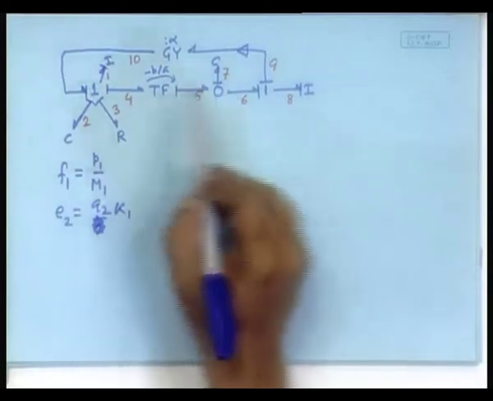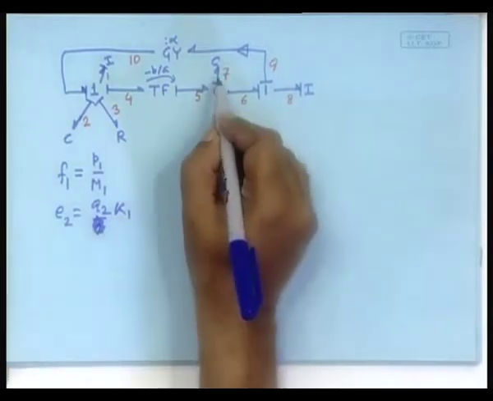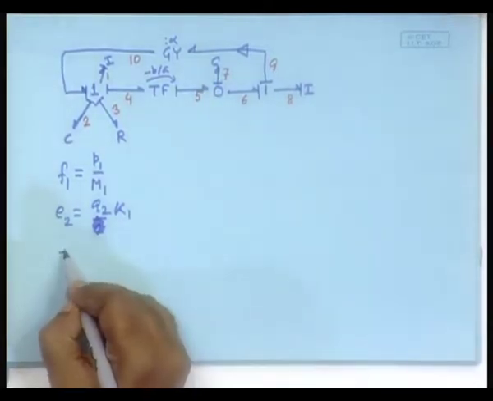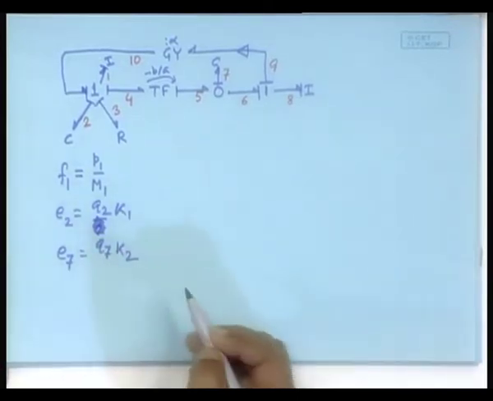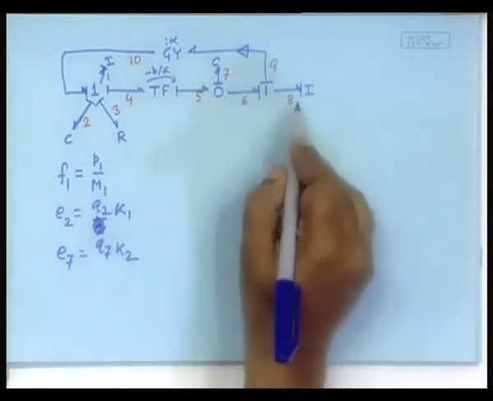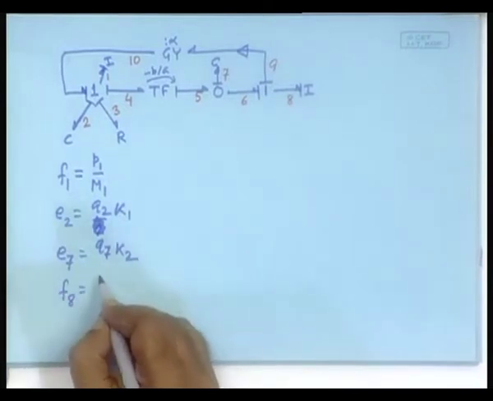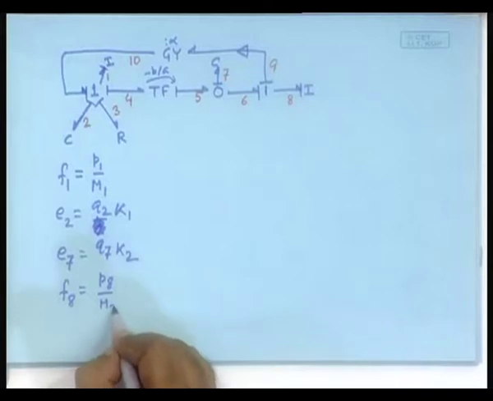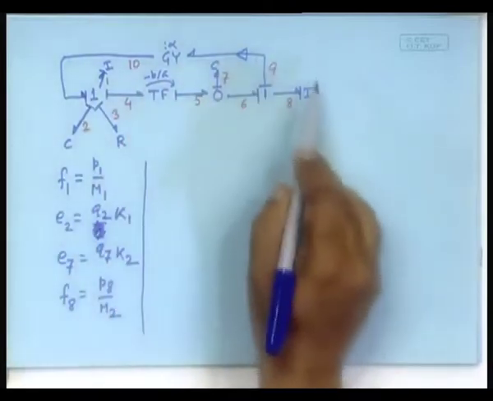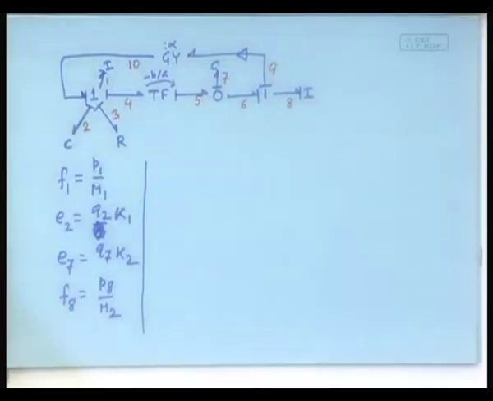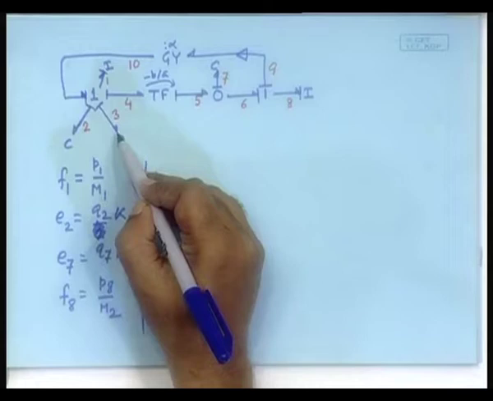Better let us first complete the easier things. The capacitor, this spring. That will be E7, which is Q7 K2, right? And this one is F8, F8 is P8 by M2. Fine. So, we have obtained the ones related to the storage elements. Now, let us start asking the question to this particular element.